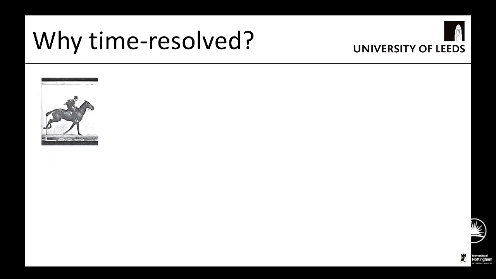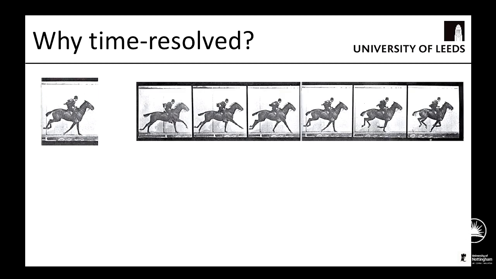Anyone who's seen a time-resolved talk has probably seen this example, so apologies for that, but it's a really nice example of what we're trying to do. So if we want to understand the molecular mechanism, in this case a horse running, the best way to do this, as Muybridge did in the 1800s, was simply to take a series of snapshots of a horse in action.